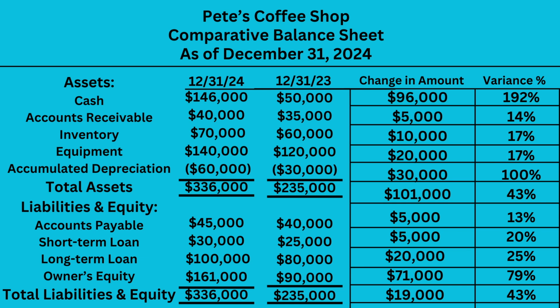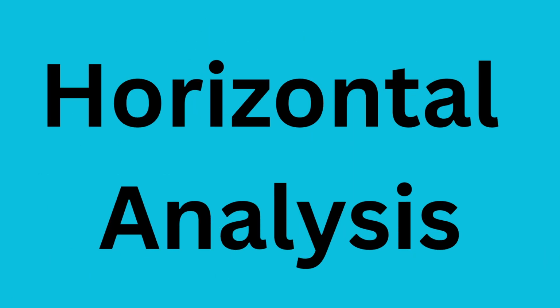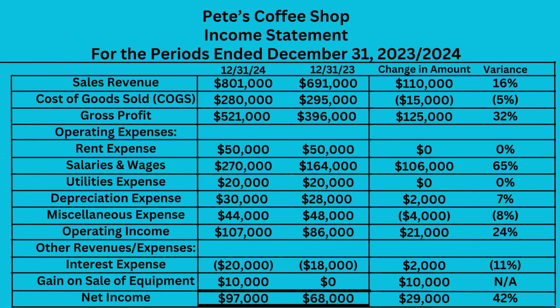That brings us to our next technique. Horizontal analysis looks at your financial data over multiple periods. Instead of percentages of a base amount, you're comparing actual dollar changes and percentage growth or decline from one period to the next. This approach is perfect for spotting trends.